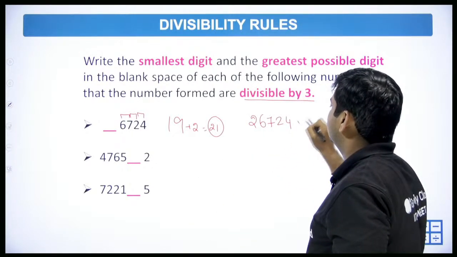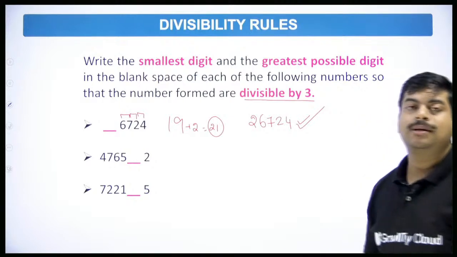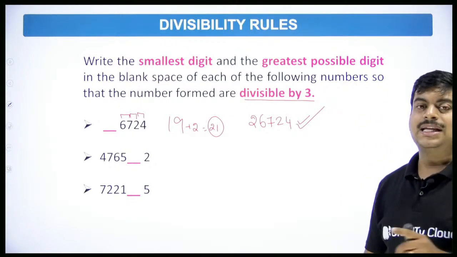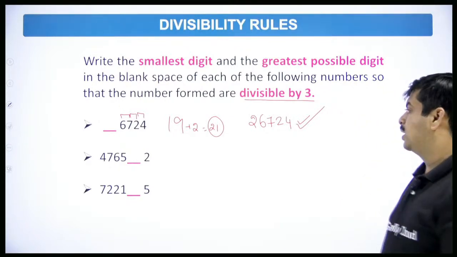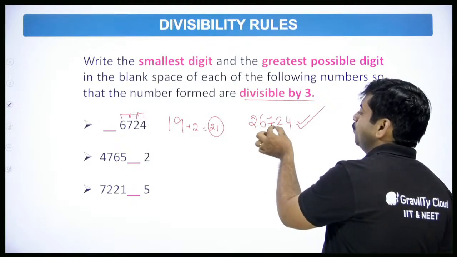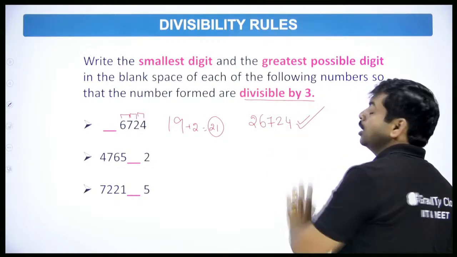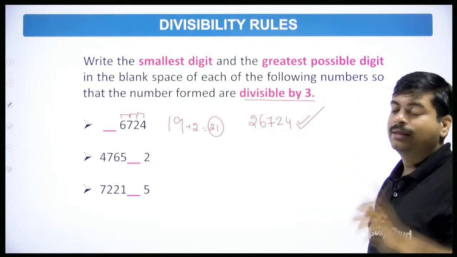26724. It is a number divisible by 3. You can carefully check that. 6 plus 2, 8. 8 plus 1, 9. 9 plus 2, 11. 11 plus 4, 15. 15 is exactly divisible by 3.